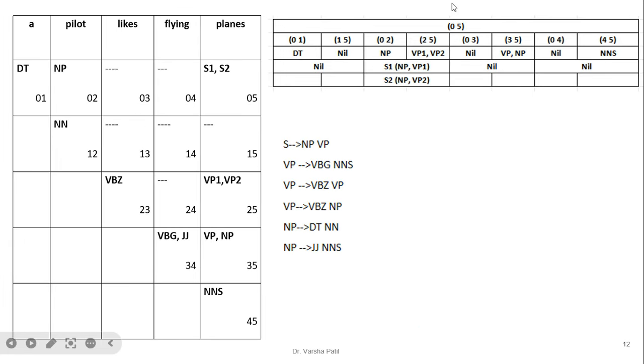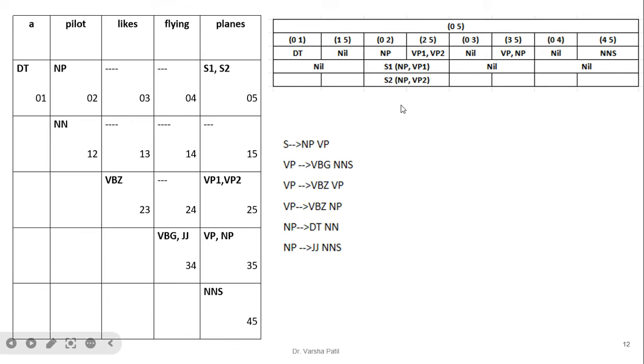Now the last one, that is 0 5. We need to divide 0 5 into two parts. So the first part is 0 1 with 1 5, 0 2 with 2 5, 0 3 with 3 5, 0 4 with 4 5. We will write down all the previous sub problems, and here we can find that NP VP1 and NP VP2, NP VP, we have given 1 and 2, otherwise it is VP only. So we are getting 2 start symbols, so it indicates that it has 2 parse trees.